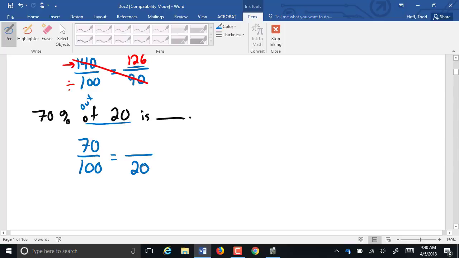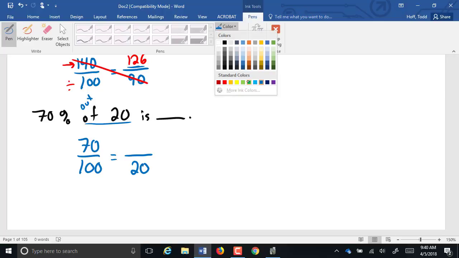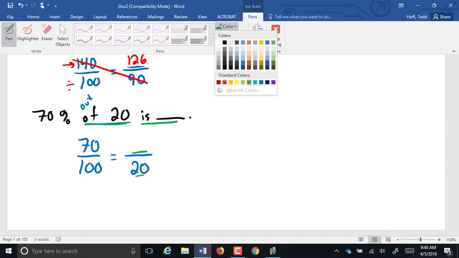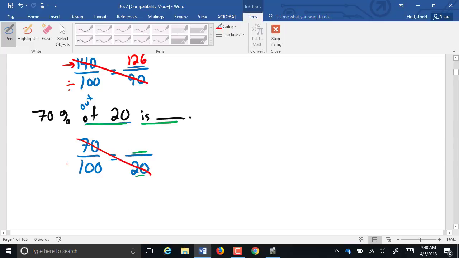Some textbooks actually teach something is over of. I don't know if you ever heard of that one. Is blank means the blank goes on top of 20, means the 20 goes on bottom. For these simple little sentence problems like this, that works out. But when we get into some of our story problems, that doesn't work. So I hesitate to teach that, but it is something you can always fall back on if you're really stumped. So now 70 times 20 divided by 100 is 14. 14 is 70% of 20.